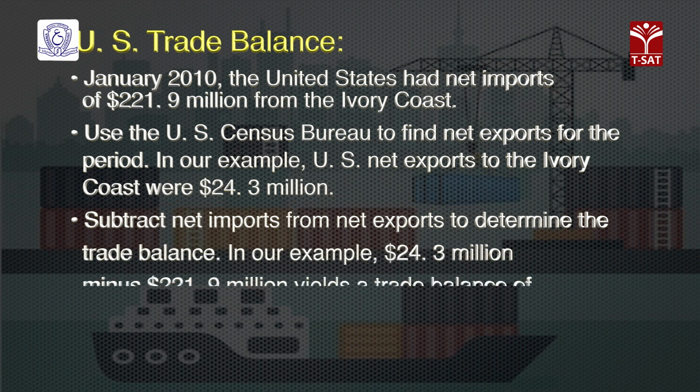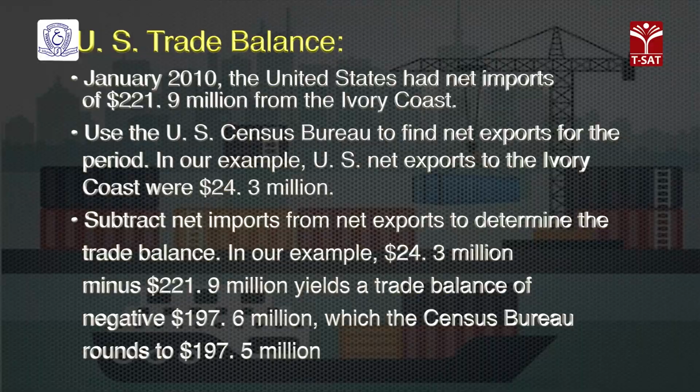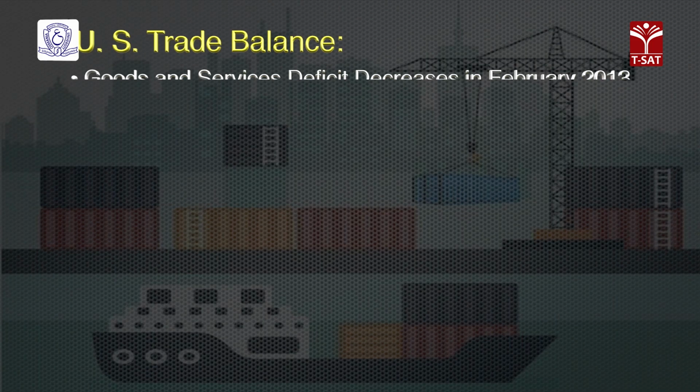In our example, $24.3 million minus $221.9 million. This yields a trade balance of negative $197.6 million, which the Census Bureau rounds to $197.5 million. The balance is negative. Why? Because net imports are greater than net exports. Goods and services deficit decreases in February 2013.